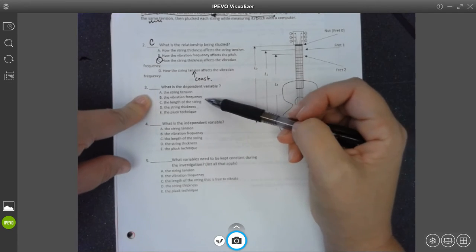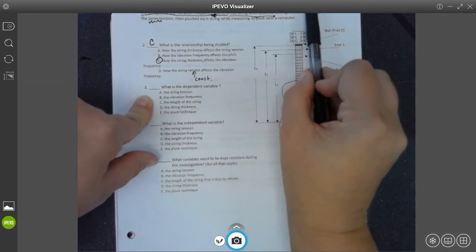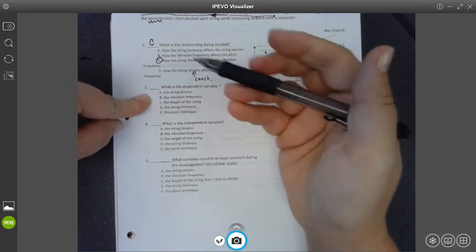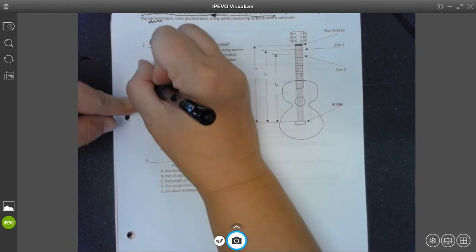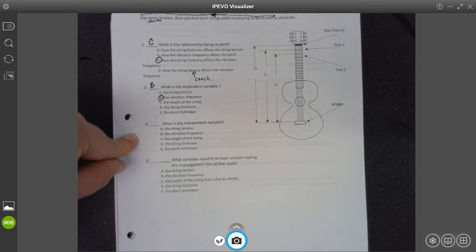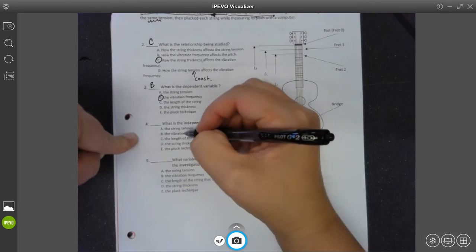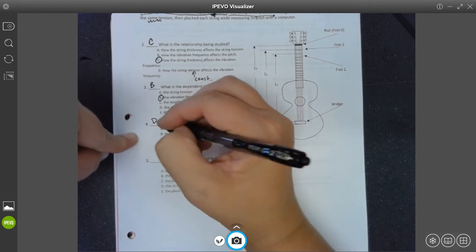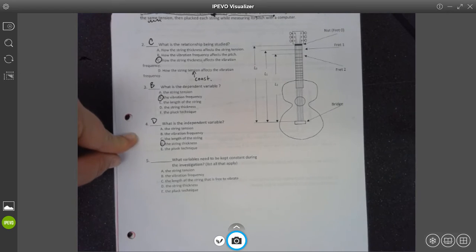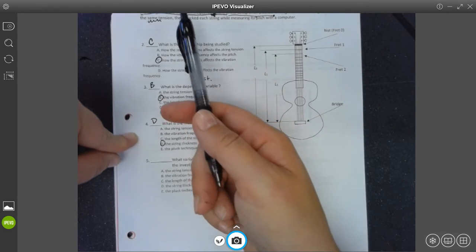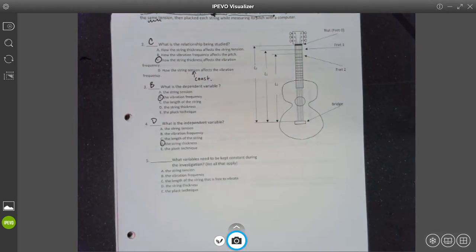Next, what's the dependent variable? Well, when we sketched this up here, we said the dependent variable is the vibration frequency because it's what she was measuring in response to the change. The independent variable was the string thickness, which was something that she was changing, and then measuring the vibration in response to that.